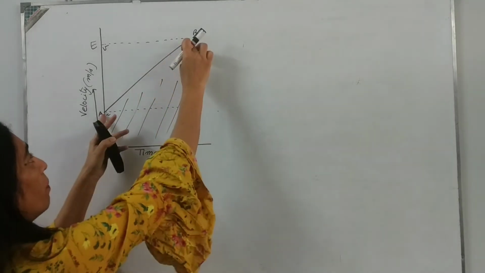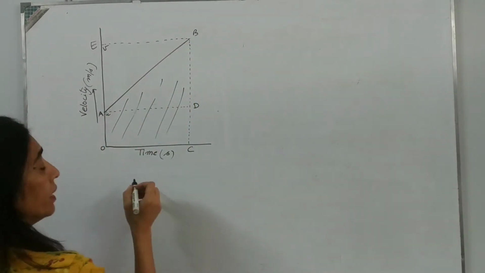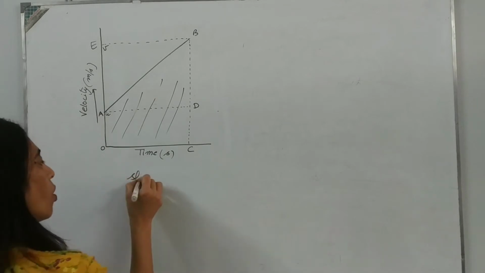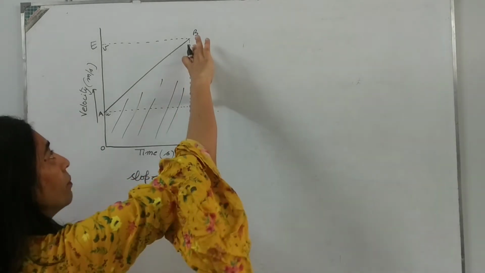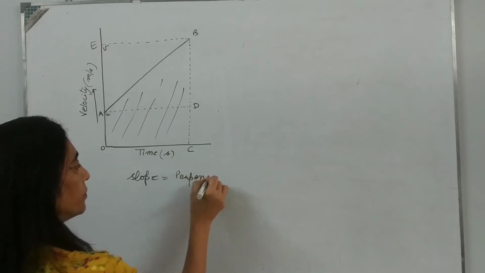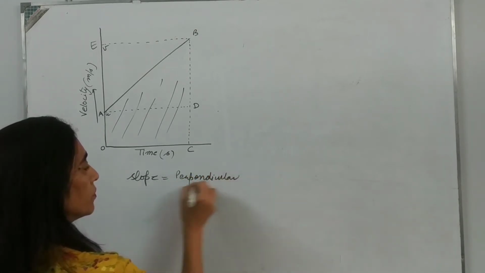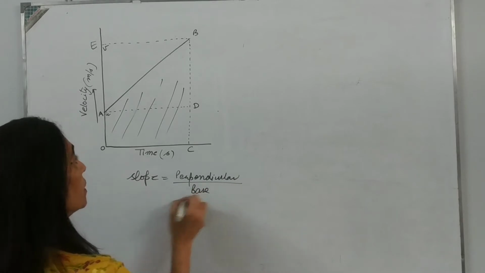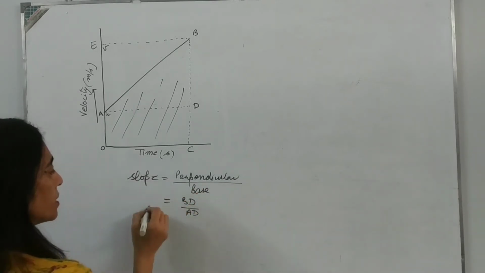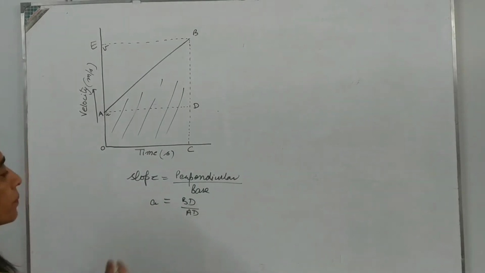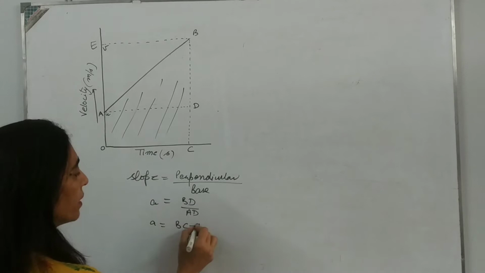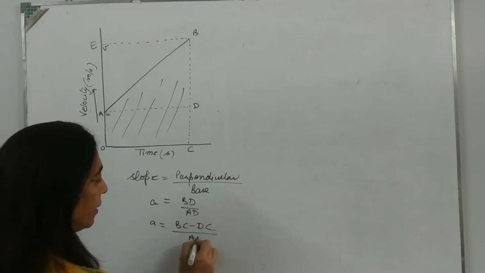Now, the slope of the graph will give us an idea about the acceleration. Slope is equal to perpendicular upon base. So this is BD upon AD, and slope is acceleration. Now BD is equal to BC minus DC, upon AD.